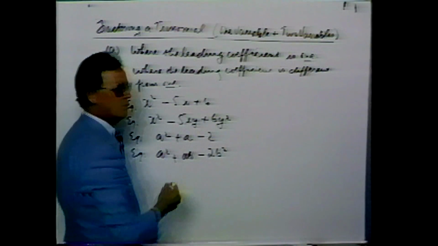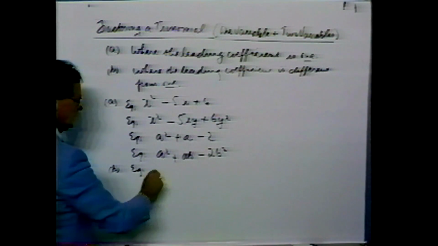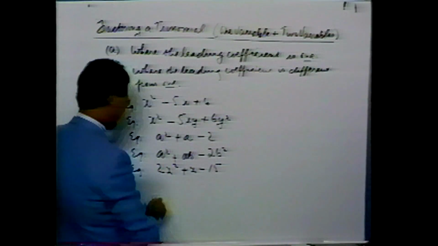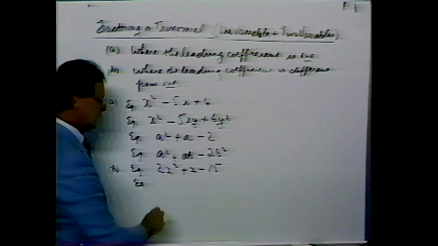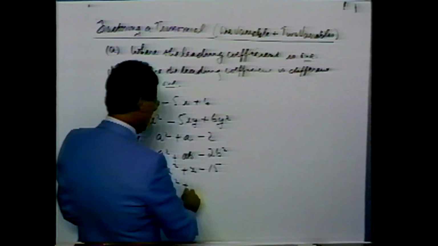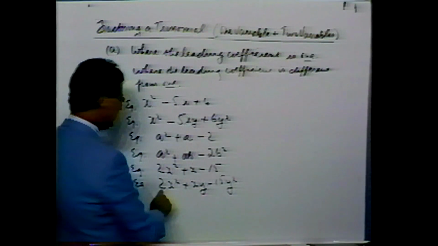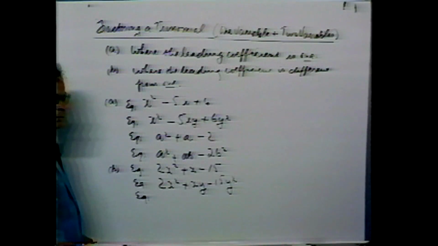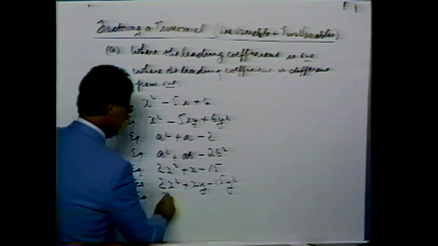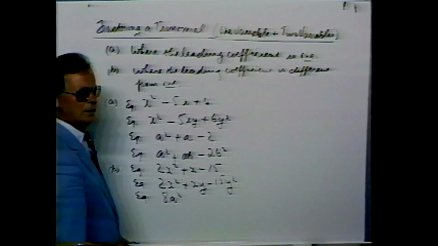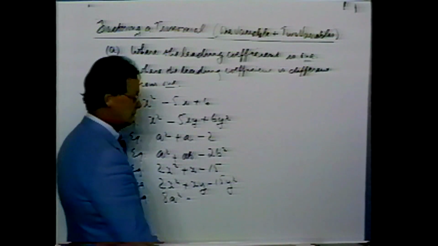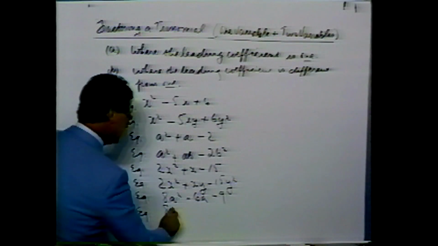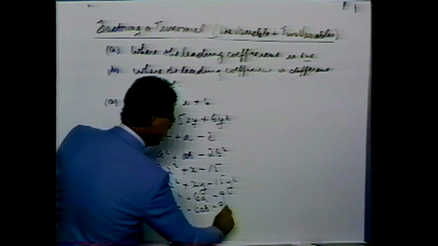Where the leading coefficient is different from 1, examples are 2x squared plus x minus 15 and 2x squared plus xy minus 15y squared. Notice that this example is a trinomial of two variables. Another example, we have 8a squared minus 6a minus 9. Notice the leading coefficient is different from 1. And the last example, 8a squared minus 6ab minus 9b squared.